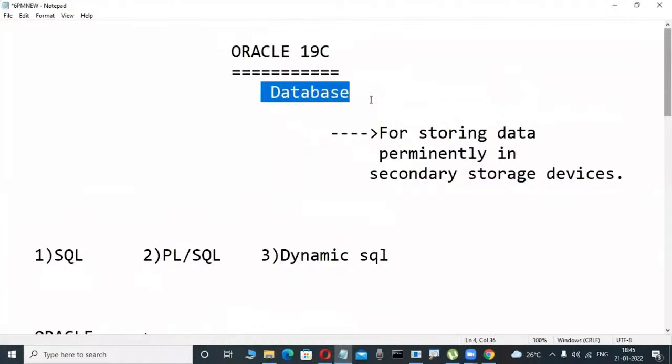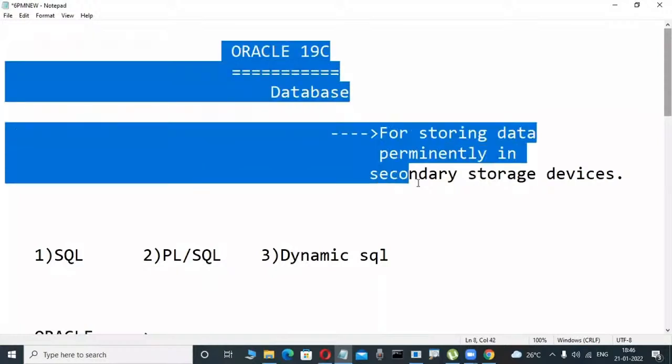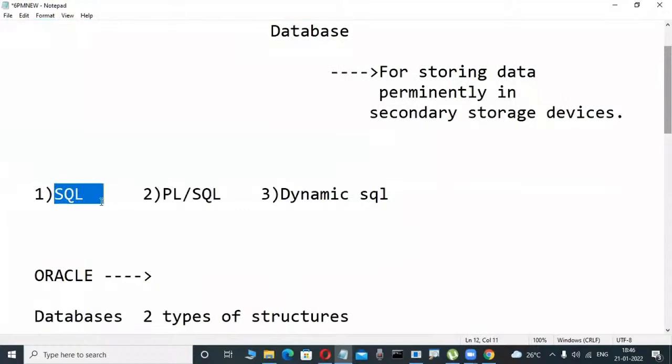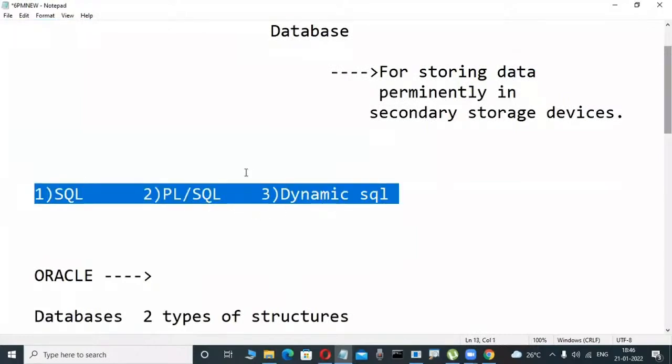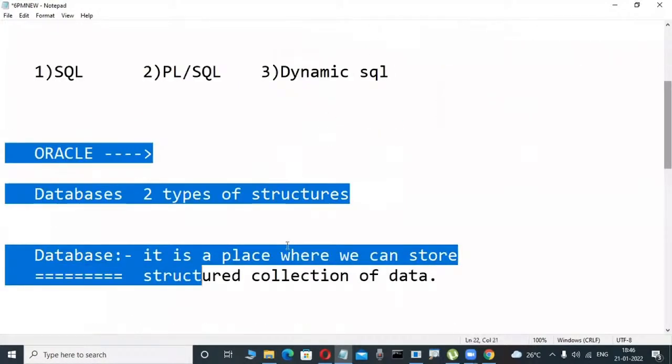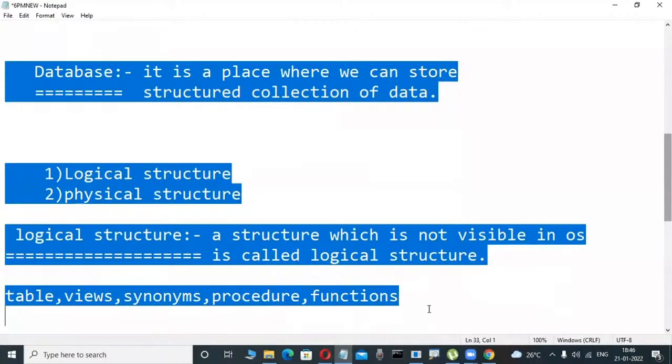What is the purpose of databases? Not only storing data permanently, but also retrieving and fetching the data in an efficient way from some place. If you want to operate this Oracle software, we use SQL, PL/SQL, and dynamic SQL languages. In any Oracle course, these three things are taught. That is a very small thing I'm telling.